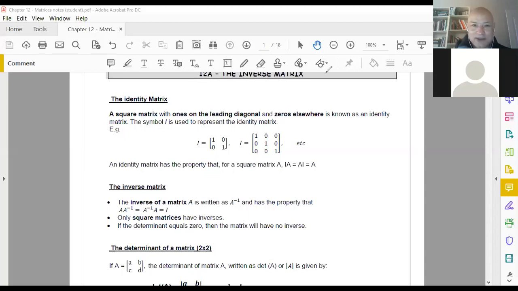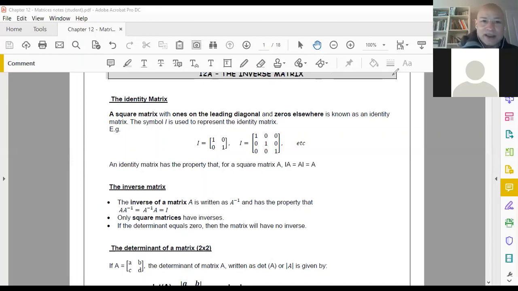Looking at inverse matrices. What's important to understand is that when we have a number, if we want to get the same number, we have to times it by 1, right? 3 times 1, we get 3, 4 times 1 is 4.